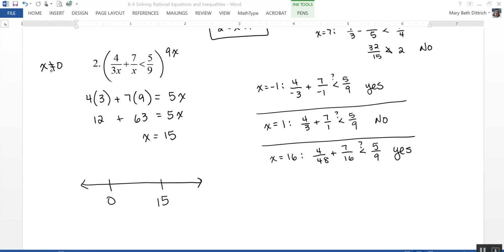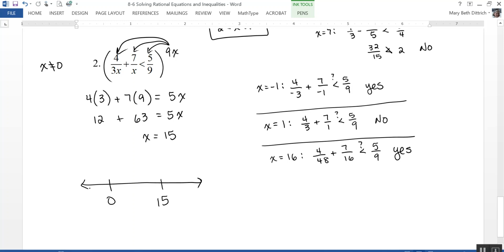So looking at this, I found that the excluded value of the variable would be x is not equal to 0. My common denominator is 9x. I distributed that to each of these terms and solved the related equation and came up with x is equal to 15. Then I drew my number line, and remember the two values that you put on there are any excluded values and the solution to the equation that you solved. So that creates an interval where it's less than 0, an interval between 0 and 15, and an interval greater than 15. So I went ahead and tested points in there.